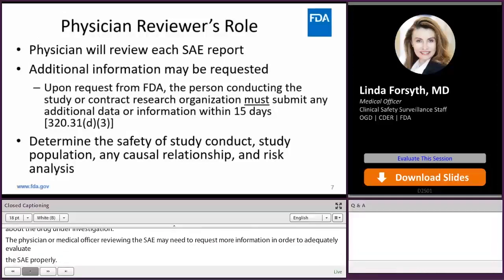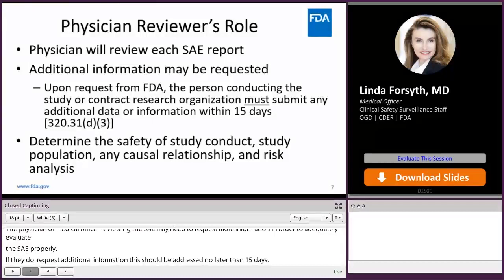The physician assesses pre-market SAEs and also determines the safety and conduct of the study, assesses whether we are conducting the study in the appropriate population, and determines whether there is any causal relationship between the study drug and the SAE, as well as conducts a risk analysis.